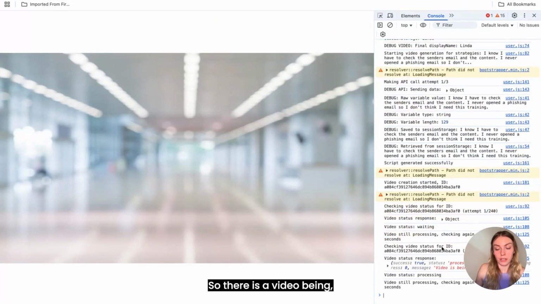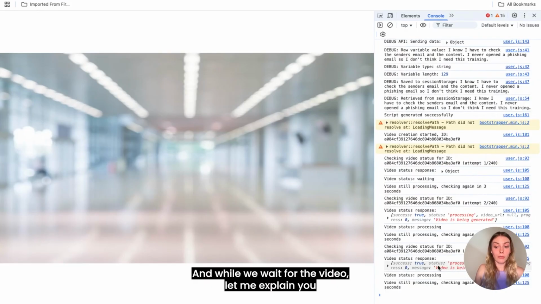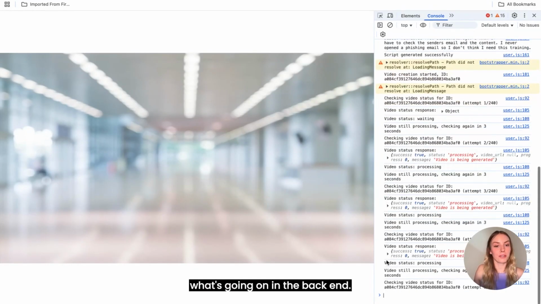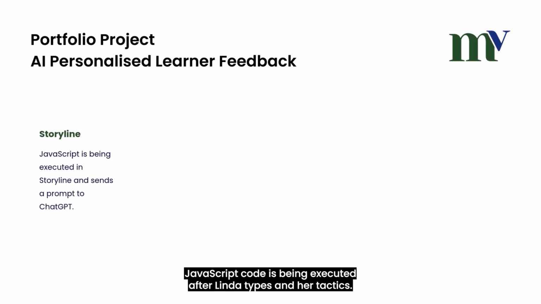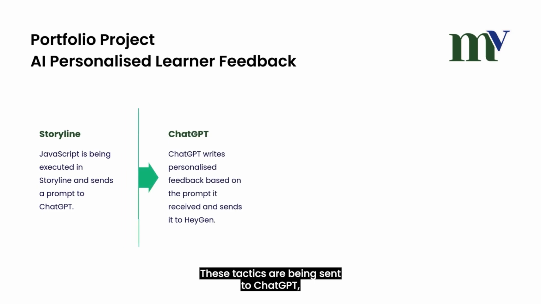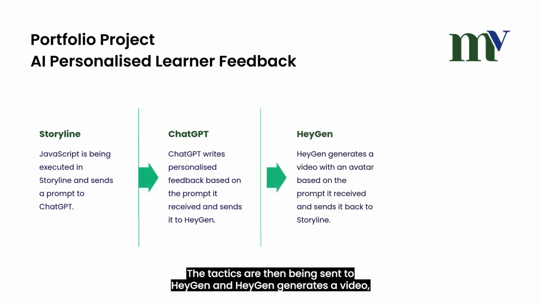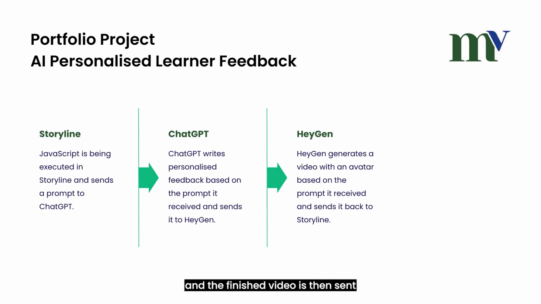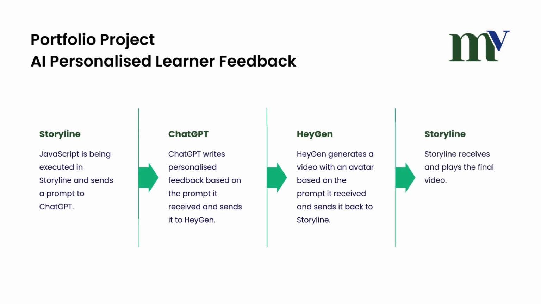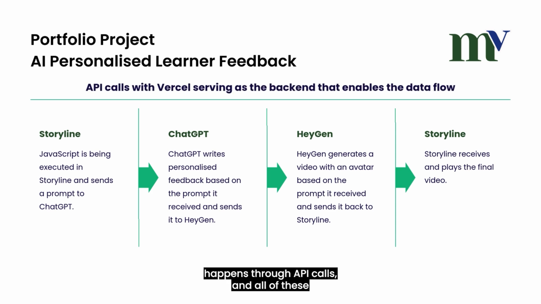There is a video being processed and generated, and while we wait for the video, let me explain how this works in the back end. JavaScript code is being executed after Linda types in her tactics. These tactics are being sent to ChatGPT, and ChatGPT generates a script as a response to the tactics. The tactics are then being sent to HeyGen, and HeyGen generates a video, and the finished video is then sent to the published Storyline project. All of this communication happens through API calls, and all of these AI tools are connected with each other through Vercel. So let us see what Graham has to say to Linda.